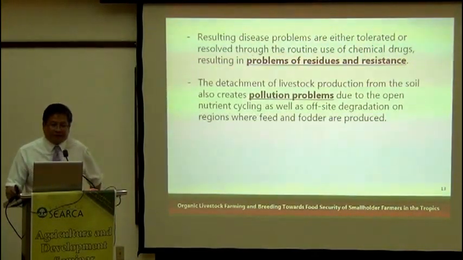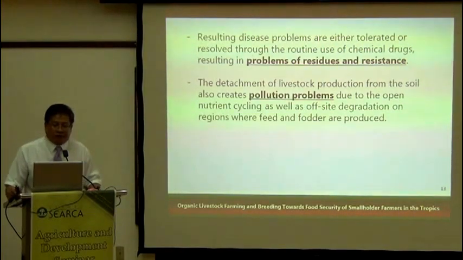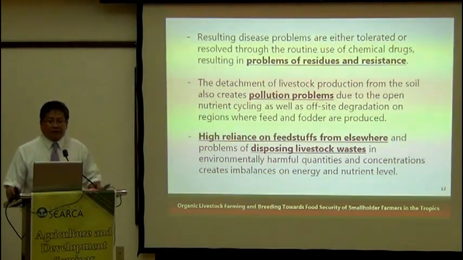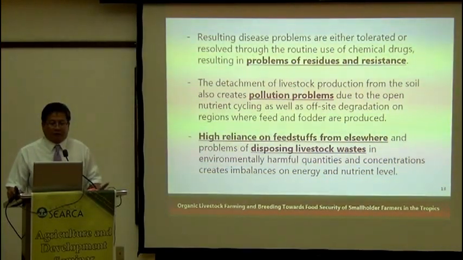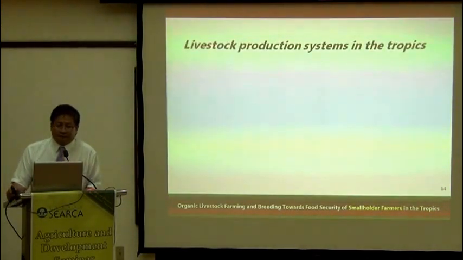The detachment of livestock production from the soil also creates pollution problems, due to open nutrient cycling as well as offsite degradation in regions, especially where feed and fodder are produced. Other problems include high reliance on feedstuffs that are produced elsewhere, and problems of disposing of livestock waste, especially when done in harmful quantities and concentrations, which creates imbalances on energy and nutrient levels.